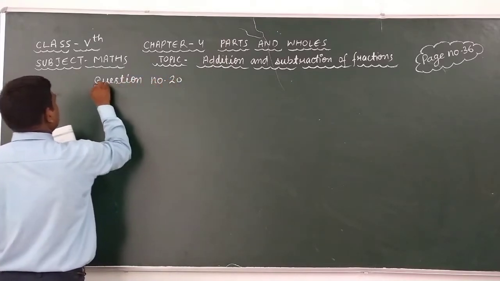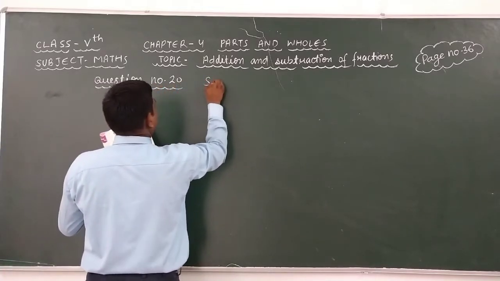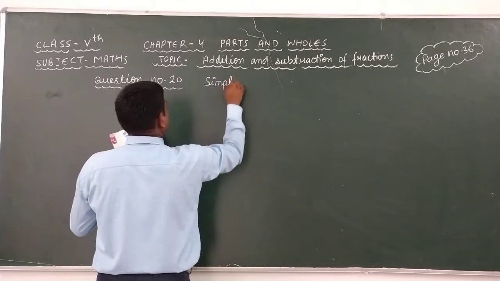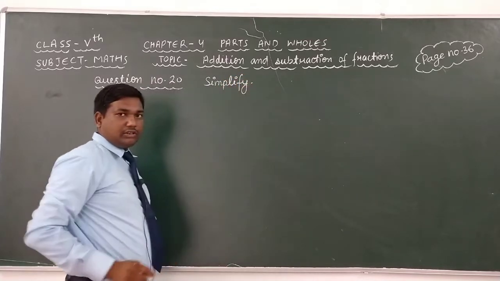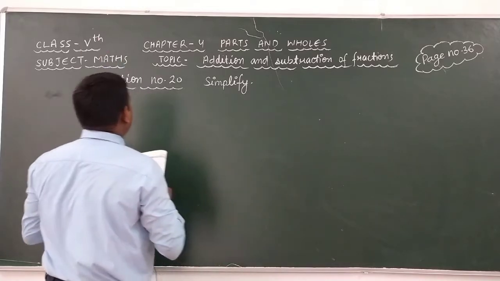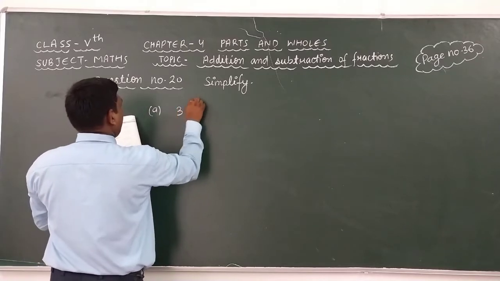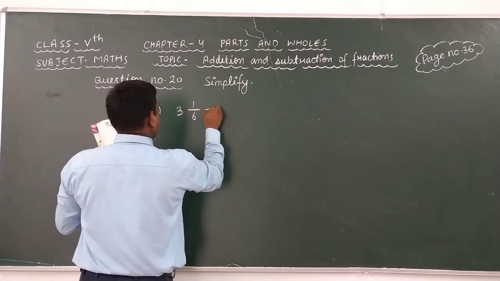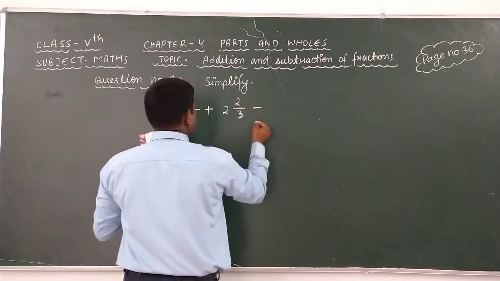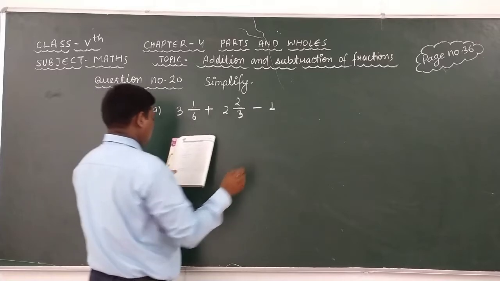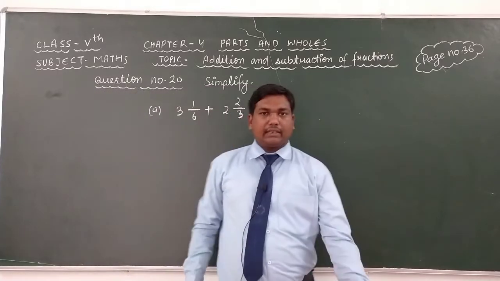Question number 20 is simplify. Okay students, now let's start question number 20 of A. Here given that 3 whole 1 over 6 plus 2 whole 2 over 3 minus 1 whole 1 over 4. Okay students, look at here carefully.